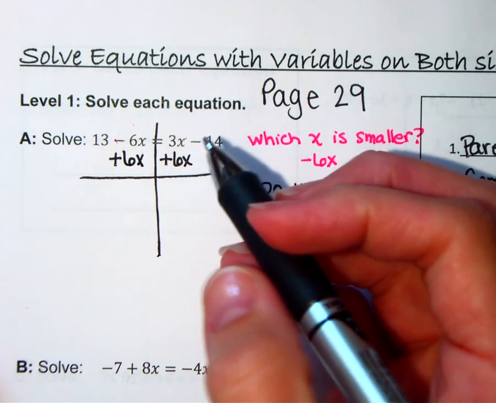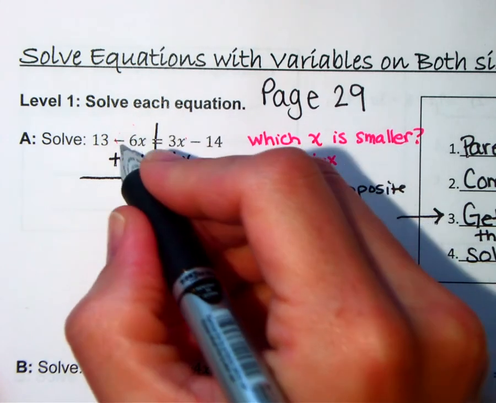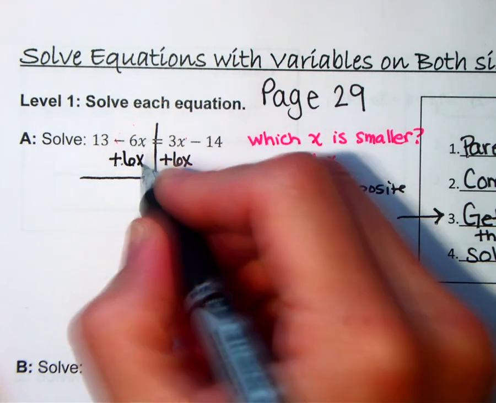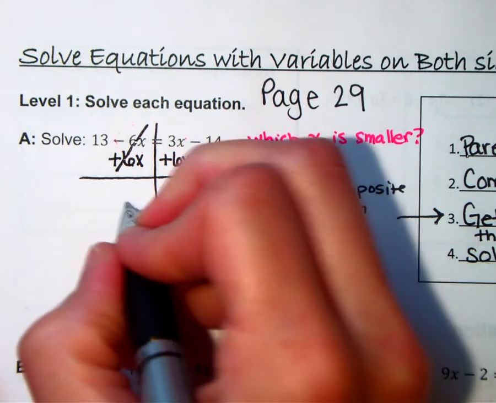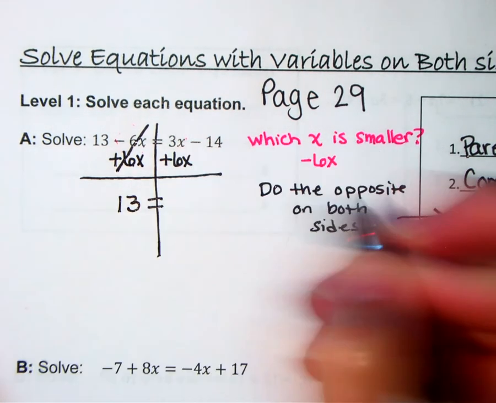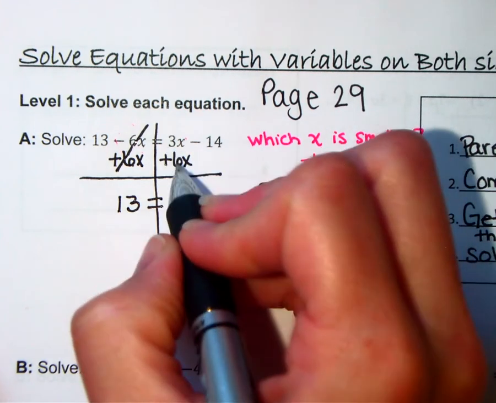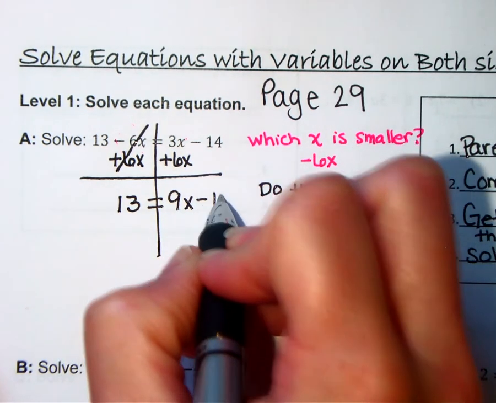Okay. What do you mean one side? I still have it on both sides. Well, no, you don't have it over here because negative 6x plus 6x cancels itself out. So actually over here, I only have a 13 left over. 3 and 6, that's 9 x's minus 14.